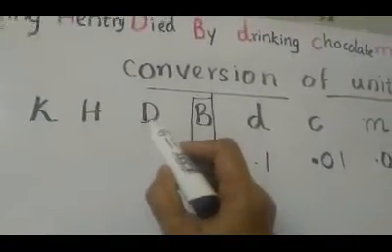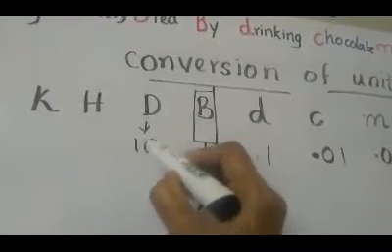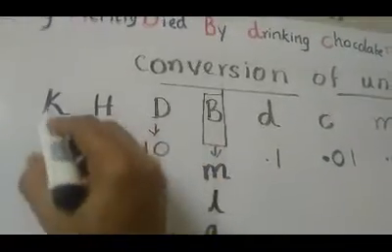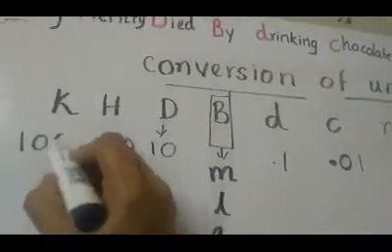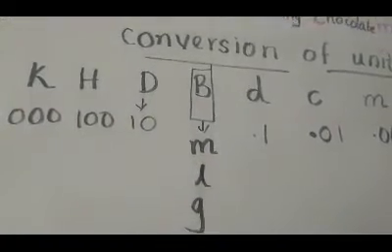Here this is deca. Deca means 10. Then hecto. Hecto means 100. Then kilo means 1000. This is the basic idea. You have to keep it in your mind.